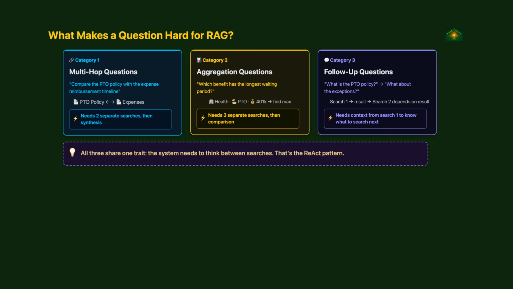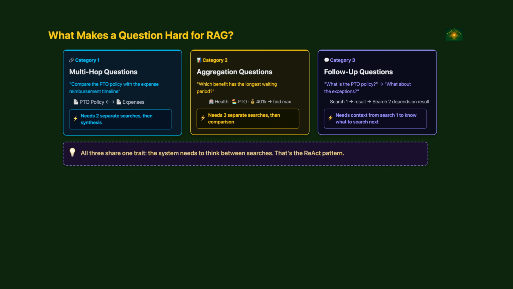To make that concrete, here's what it looks like on our comparison question. The agent thinks, I need PTO information. First search. Gets 20 days per year. Thinks again. Got PTO. Now I need expense reimbursement. Second search. Within 30 days. Third thought. I have both. I can compare now. Done. Two searches, three reasoning steps, one complete answer.